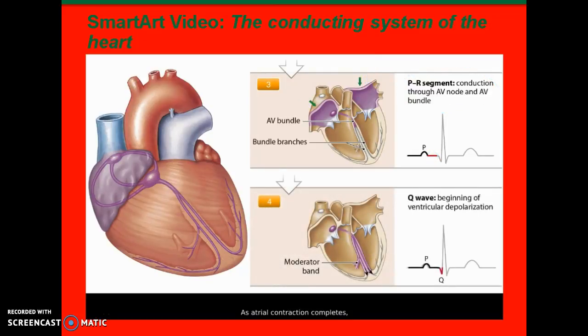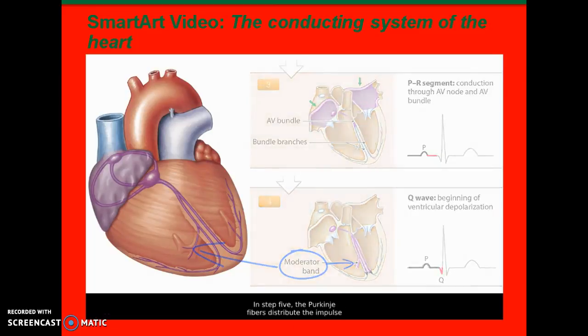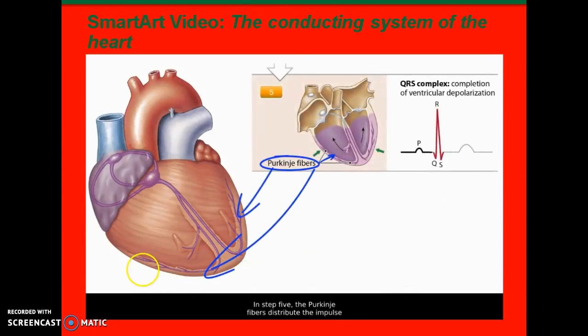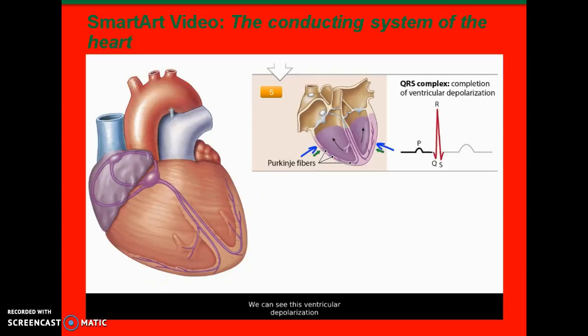As atrial contraction completes, the impulse moves along the interventricular septum within the conducting cells of the AV bundle, the right and left bundle branches, and the Purkinje fibers, as well as the moderator band and the papillary muscles of the right ventricle. In step 5, the Purkinje fibers distribute the impulse throughout the ventricular myocardium, causing the ventricles to contract. We can see this ventricular depolarization on an ECG as the QRS complex. Ventricular contraction, however, begins shortly after the peak of the R wave. The atria are repolarizing at this time, but the repolarization is masked by the QRS complex.